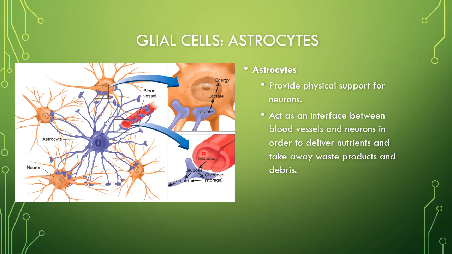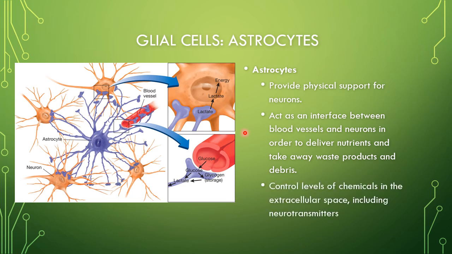What they do is take nutrients from within the blood vessels, and they do two things. They convert those nutrients into energy. So they take glucose and either turn it into lactate to give to the neurons for energy, or they can hold some of it as glycogen for short-term storage. And when we talk about ingestive behaviors, we'll see that this is a process the brain and the body go through over and over again.